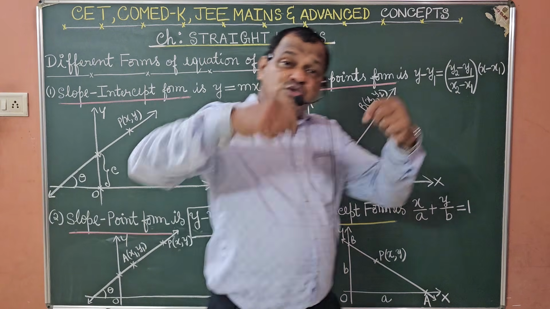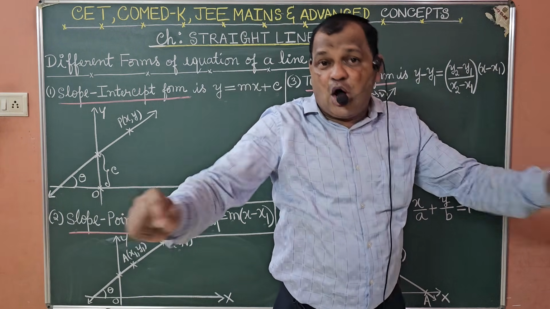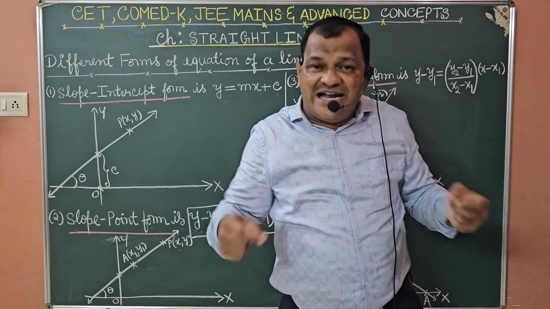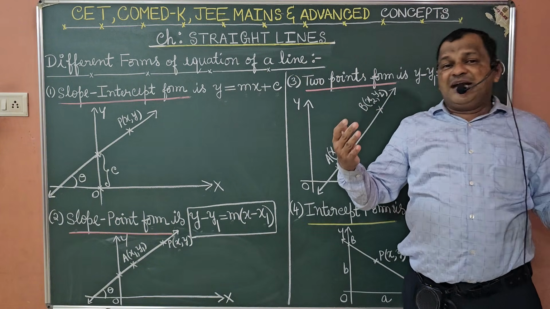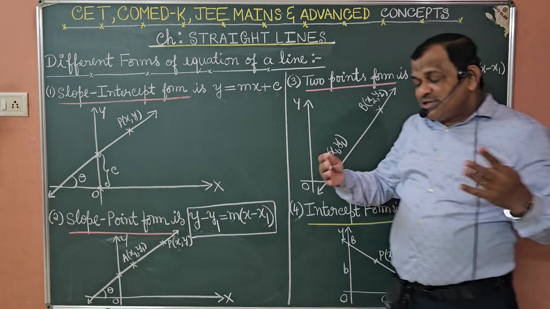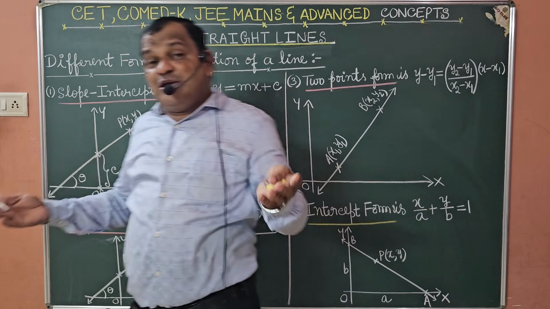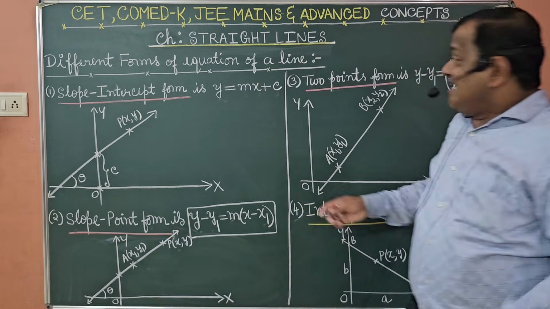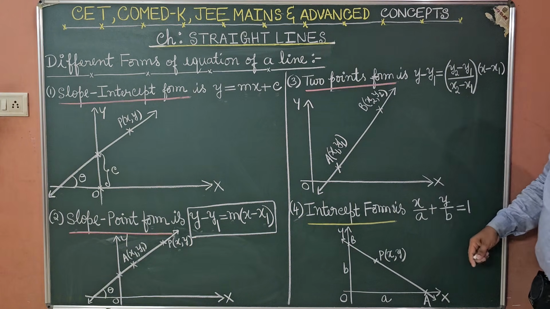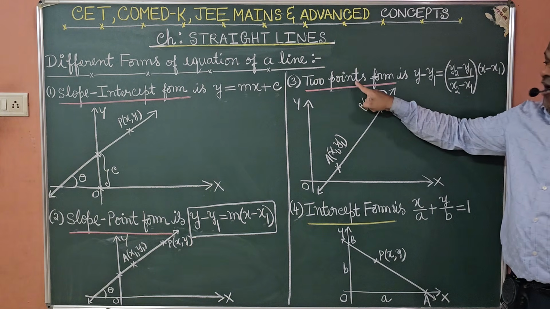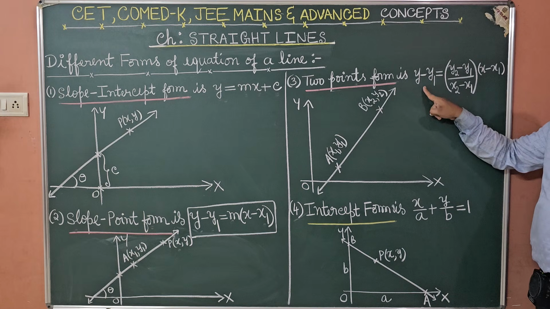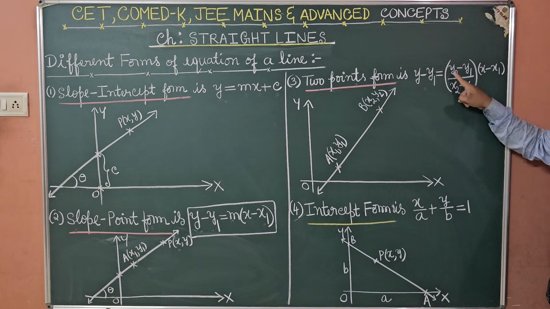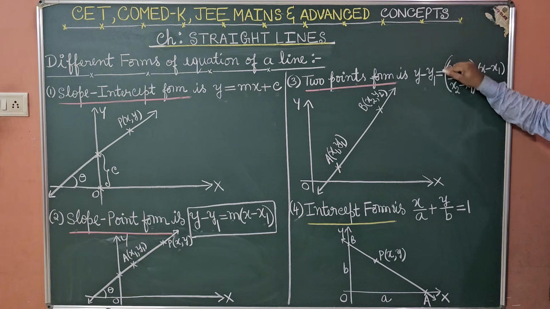Sometimes they don't give the angle made by the line at all, or there is no provision to find the slope of the line. But instead of giving one point on the line, assume they have given 2 points on the line, x1, y1 and x2, y2. Then such a line is called two points form, and the equation of the line is y minus y1 is equal to (y2 minus y1) by (x2 minus x1) into (x minus x1). This is nothing but the slope only, slope itself.